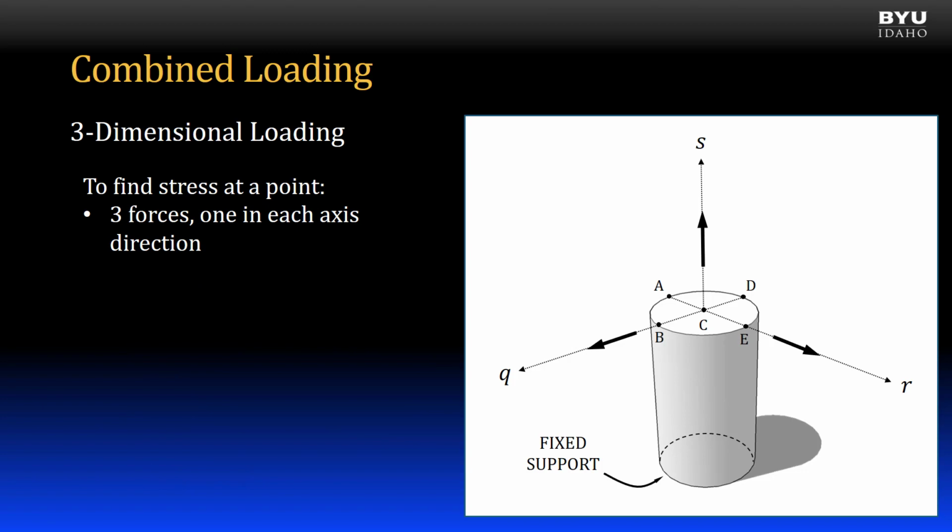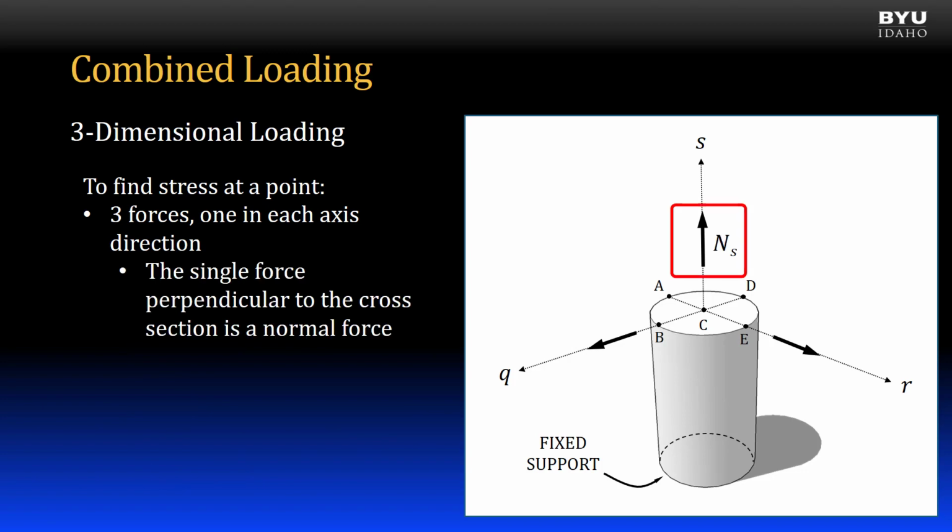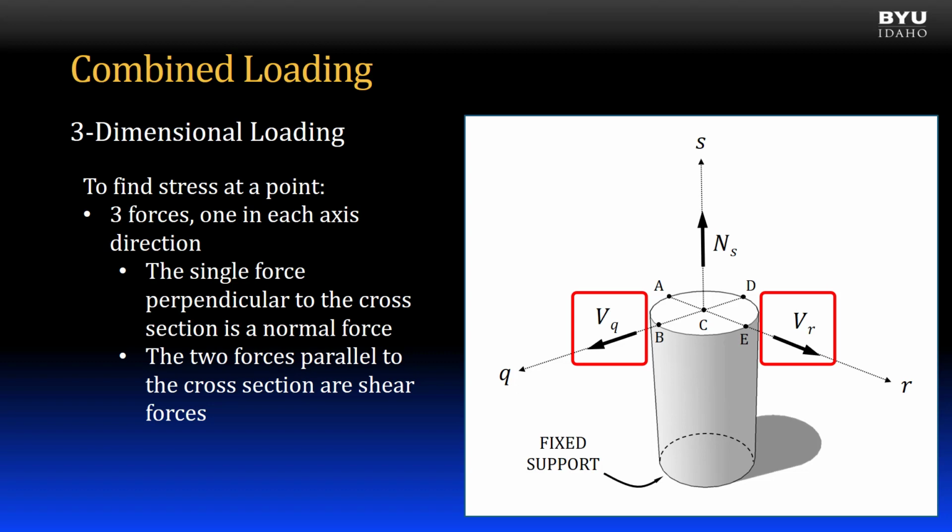Let's look at just the forces. The single force perpendicular to the cross-section is a normal force and can be in tension or compression. The 2 forces parallel to the plane of the cross-section are shear forces. Their directions can be positive or negative.